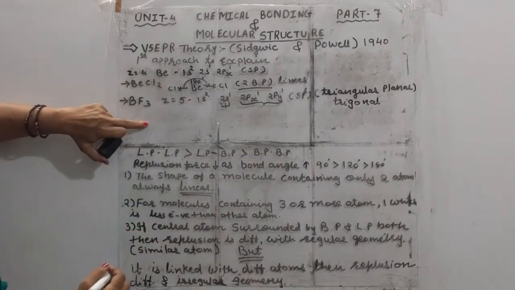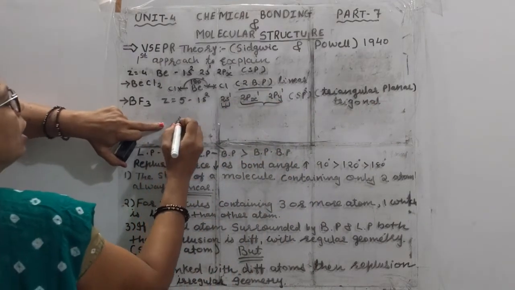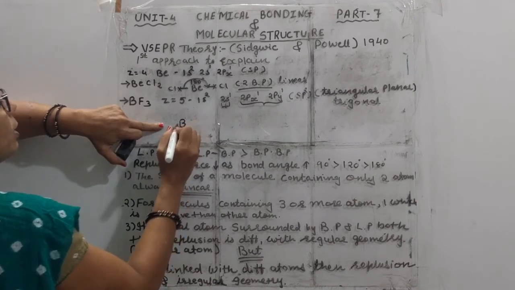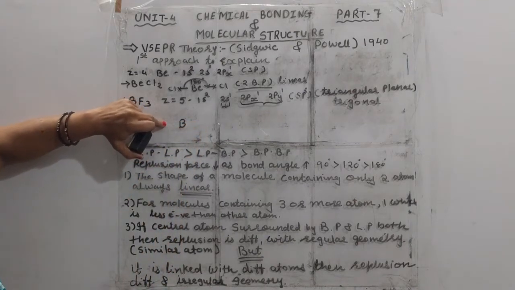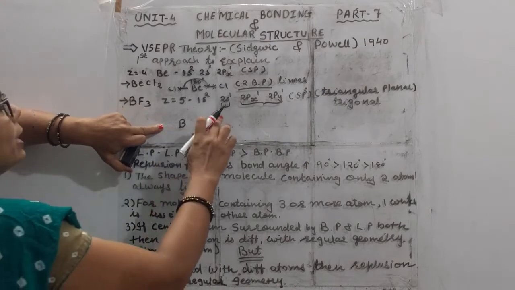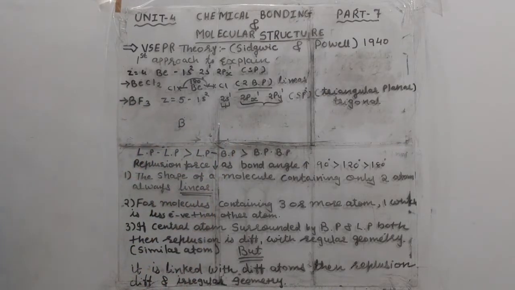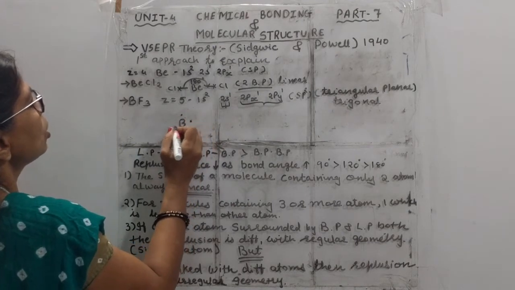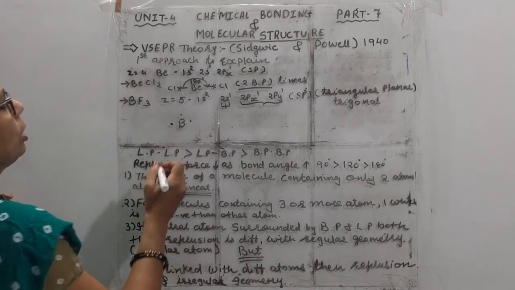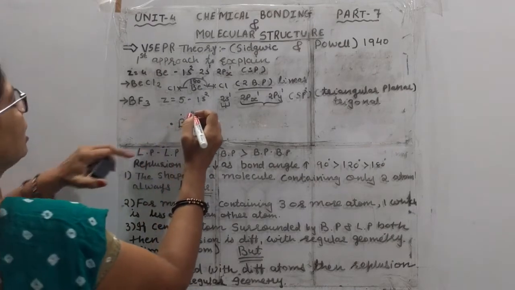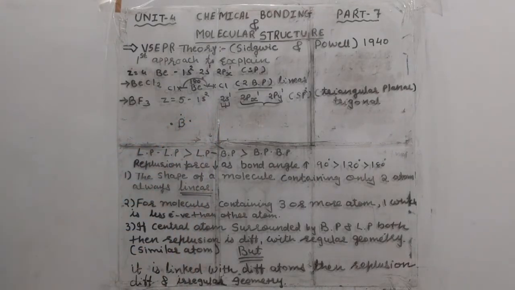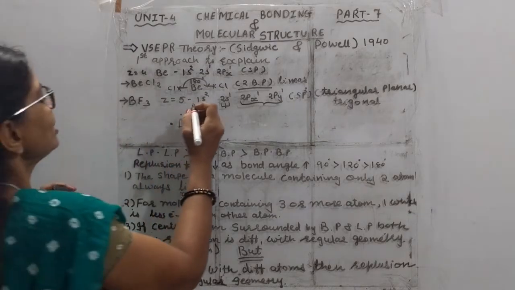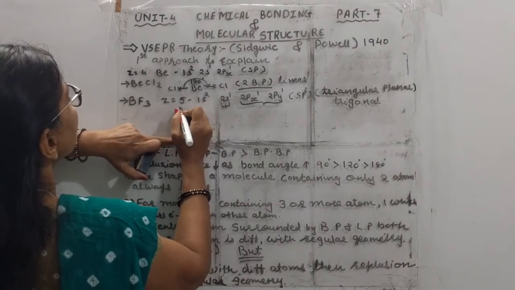Now we'll just draw the Lewis structure for BF3. Boron is the central atom because it is less electronegative than fluorine. How many valence electrons does boron have? Boron possesses 1, 2 and 3, so 3 valence electrons are shared with the fluorine, and each fluorine requires 1 electron.